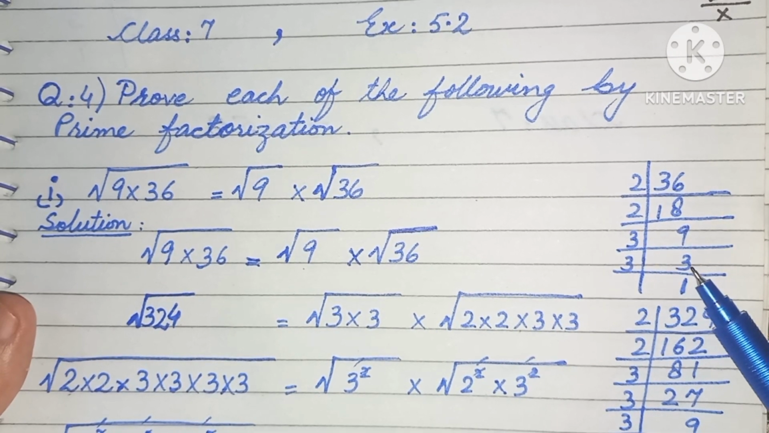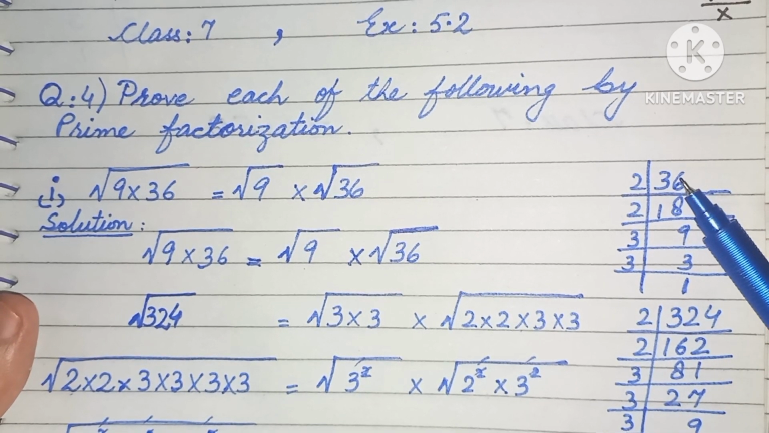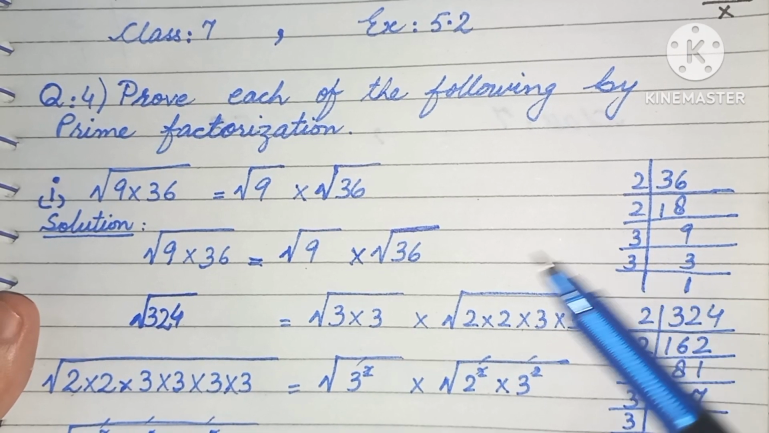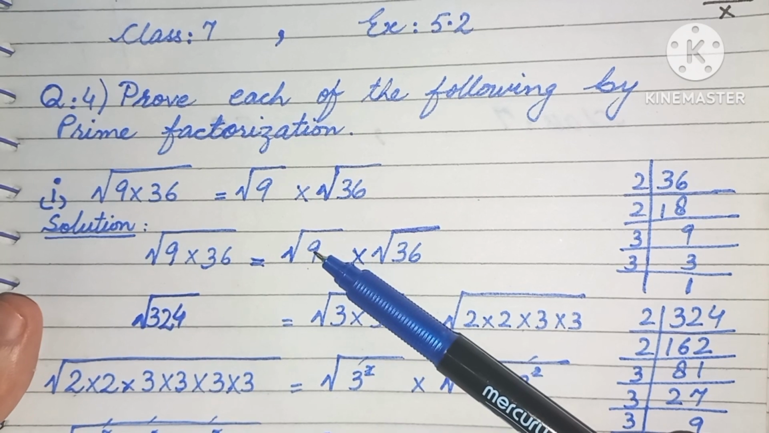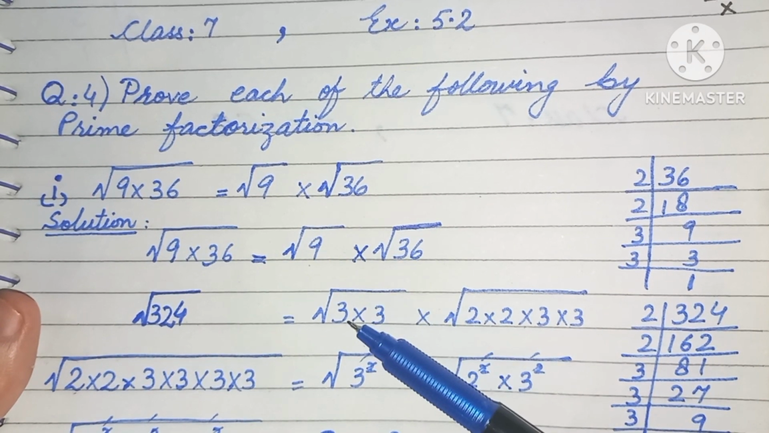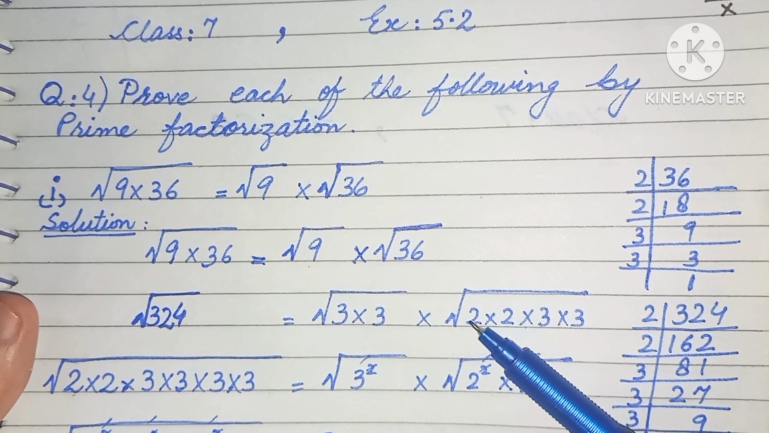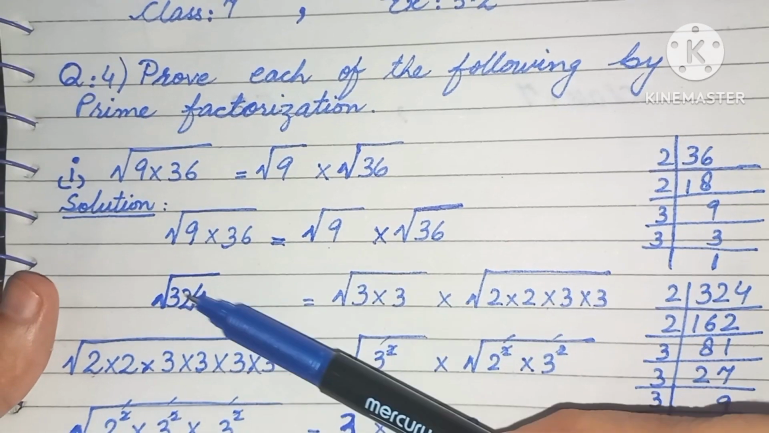In the table of 3, 9 comes at 3. 3 3s are 9 and 3 1s are 3. So factors of 36 are 2 multiply 2 multiply 3 multiply 3, and factors of 9 are simple, which are 3 multiply 3, it becomes 9. So write the prime numbers 3 multiply 3 in square root, and factors of 36, 2 multiply 2 multiply 3 multiply 3 in square root.